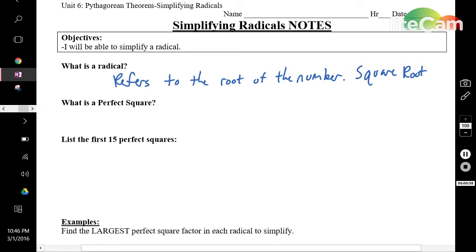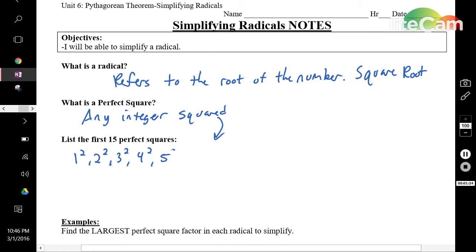Now, in order to simplify a radical, we need to figure out what kinds of perfect squares go into the number underneath the radical. So, a perfect square is any integer squared. And the first 15 are 1 squared, 2 squared, 3 squared, 4 squared. Keep squaring each integer up to 15, and we'll write down the actual numbers underneath. So write all the way up to 15.